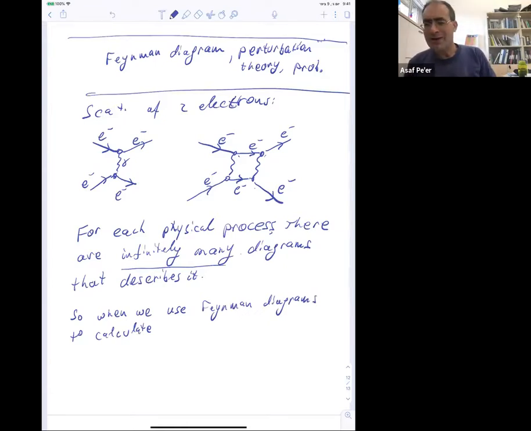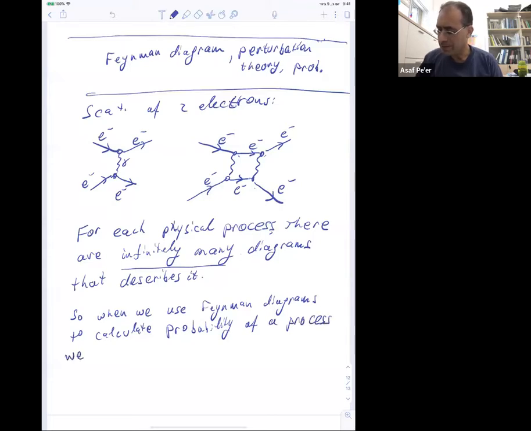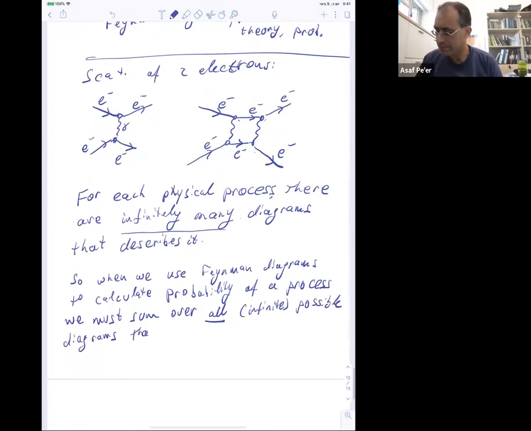So when we use Feynman diagrams to calculate the probability of a process, we must sum over all infinite possible diagrams that describe the process. It's of course quite bad.